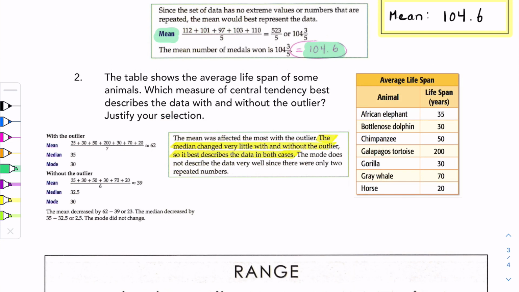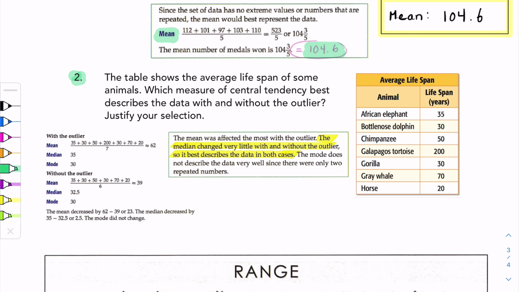For the next example, the table shows the average lifespan of some animals. Which measure of central tendency would best describe the data with and without the outlier? Justify your selection. So if we look at this table over here, we want to analyze what we have. So we see that we have numbers 35, 30, 50, 200, 30, 70, 200, 30, 70, and 20.